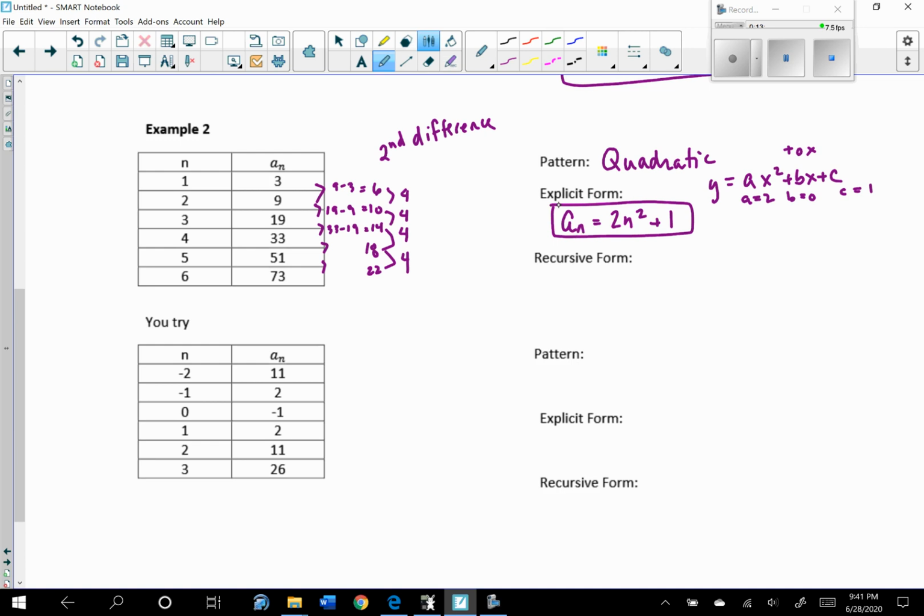Now we need a recursive form. So this one's a little bit harder. So for recursive form, a sub 1 is equal to, so our first term is 3. So again, that's from our table right here. So then how do we get to the next term from our previous term? So a sub n is equal to our previous term plus, and what did we do? So in order to get that, you always are going to add your second difference, which is 4. So 4 times n plus something.